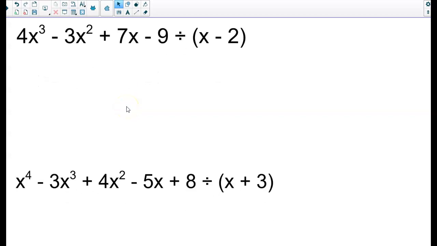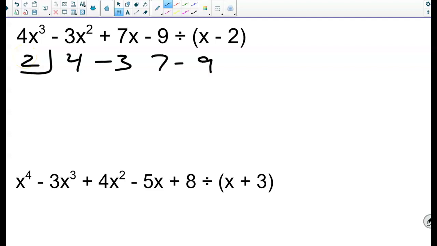Division, what number makes this equal to 0? 2. I'm copying down my coefficients, and I'm dropping the first term below the line. It's not 4 plus 4. We drop that 4 all the way down.